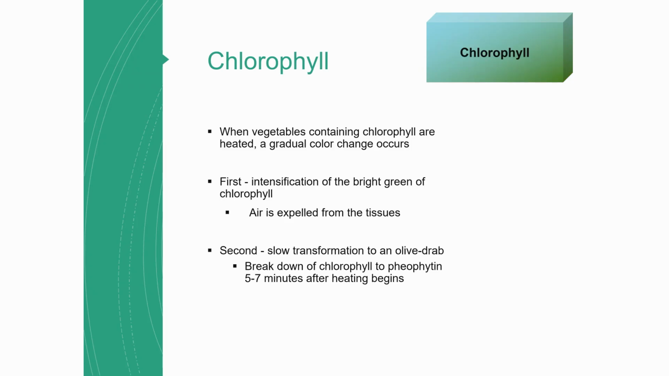Chlorophyll. When vegetables containing chlorophyll are heated, a gradual color change occurs. First, there's an intensification of the bright green of chlorophyll as air is expelled from the tissues. Second, there's a slow transformation to an olive drab. That occurs with the breakdown of chlorophyll 5 to 7 minutes after heating begins.